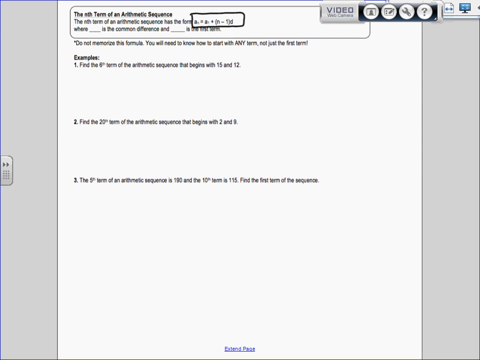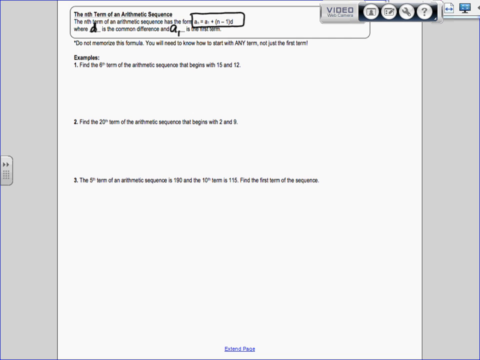It says start with the first term. But you need to be smarter than the formula. You need to know how to go from things like the 20th term to the 30th term. You need to know how to relate things given the 2 terms that you have. So in this case, D is the common difference, A1 is the first term. So I said, do not just memorize this formula. You need to know how to start with any term, not just the first term. So this is really a process that we're learning, not just a formula.